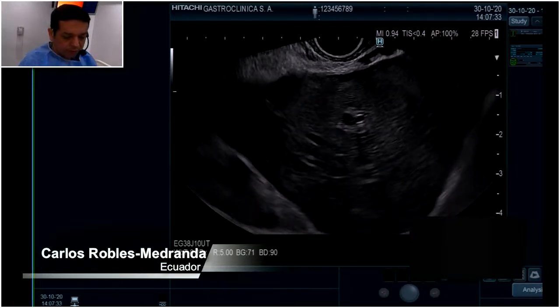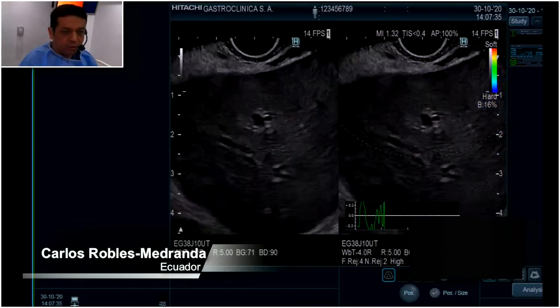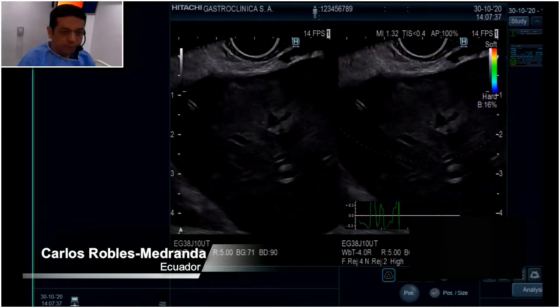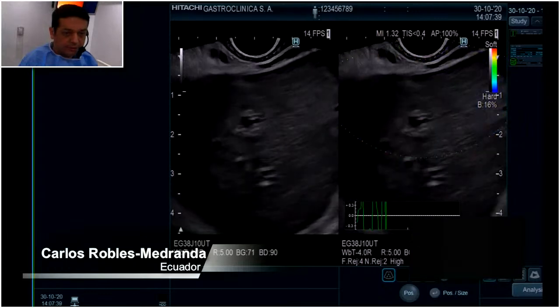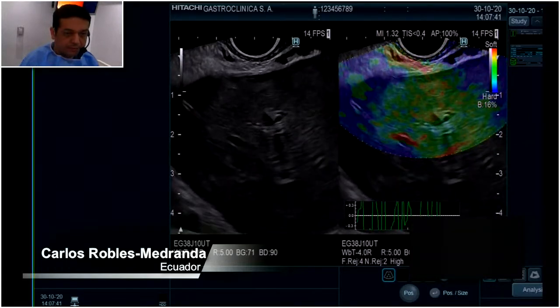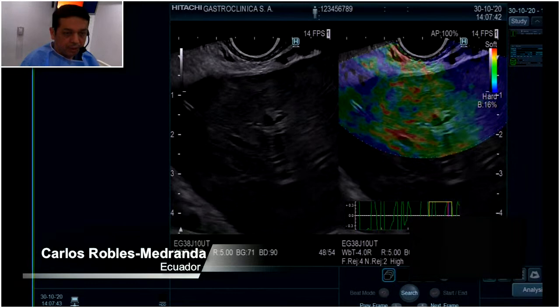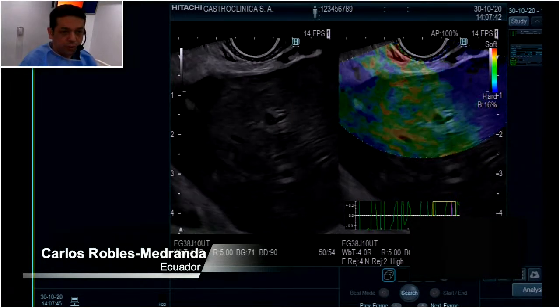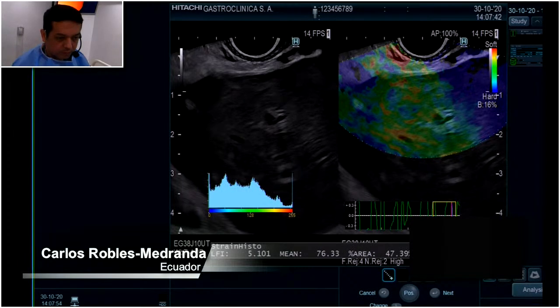in contrast to elastography. Elastography is also a very good technology that can help us, but I believe that the future will change with this new technology, Shear-Wave, that is already available in this Pentax Hitachi Aloka technology.